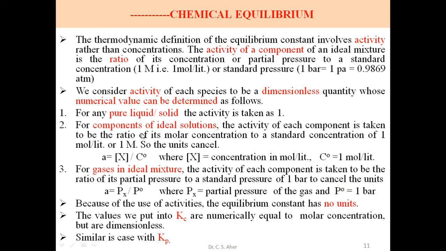If the component is in gaseous state, see the third point: for a gas in an ideal mixture, the activity of each component is taken to be the ratio of partial pressure to the standard pressure, which is 1 bar. The units are cancelled, and thus it is a unitless or dimensionless quantity. So activity a is equal to Px upon P0, where Px is the actual partial pressure of that gas in the mixture. What is P0? P0 is the standard pressure, which is 1 bar.